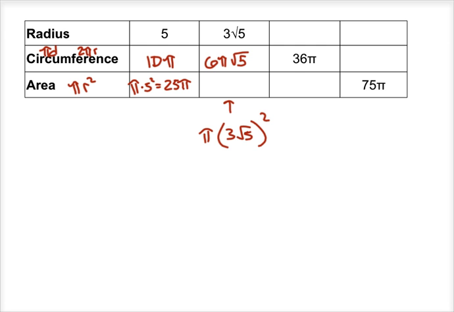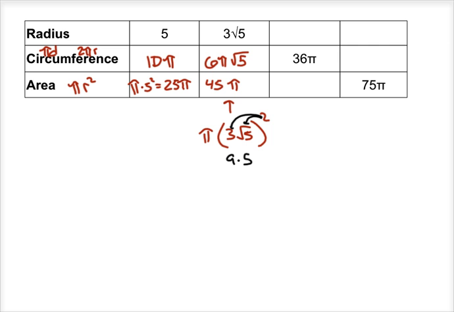And if I think about distributing the exponent in, I know 3 squared is going to give me a 9. The square root of 5 squared, square root of 5 times square root of 5, is square root of 25, which is really just a 5. So I end up with 9 times 5, which is 45, and then I still have the pi.